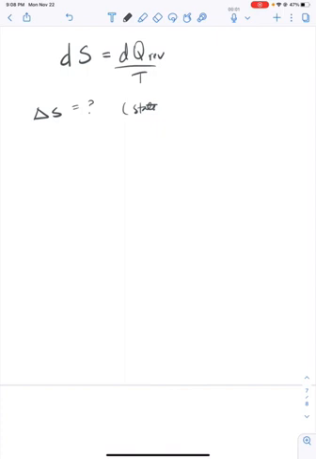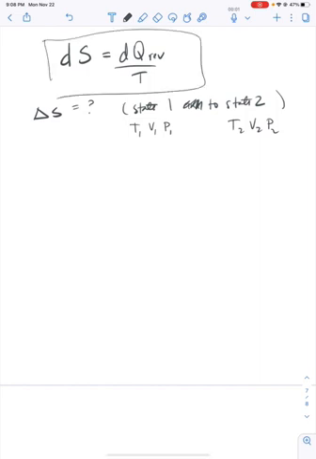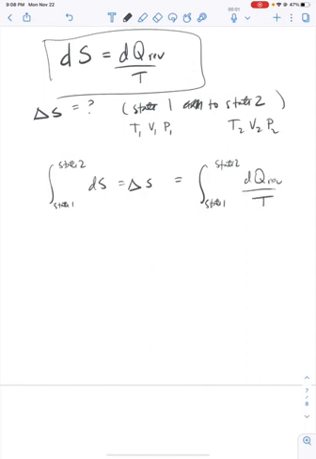So a delta S between state 1 to state 2, where our state 1 is at T1, V1, P1, say, and our state 2 is at T2, V2, P2. Okay. So basically, another way of thinking about this is that we would like to get this expression to something that we know how to integrate, right? So if we imagine integrating from state 1 to state 2 dS, that's going to be our delta S. And then we need to also integrate from state 1 to state 2 dq reversible over T.